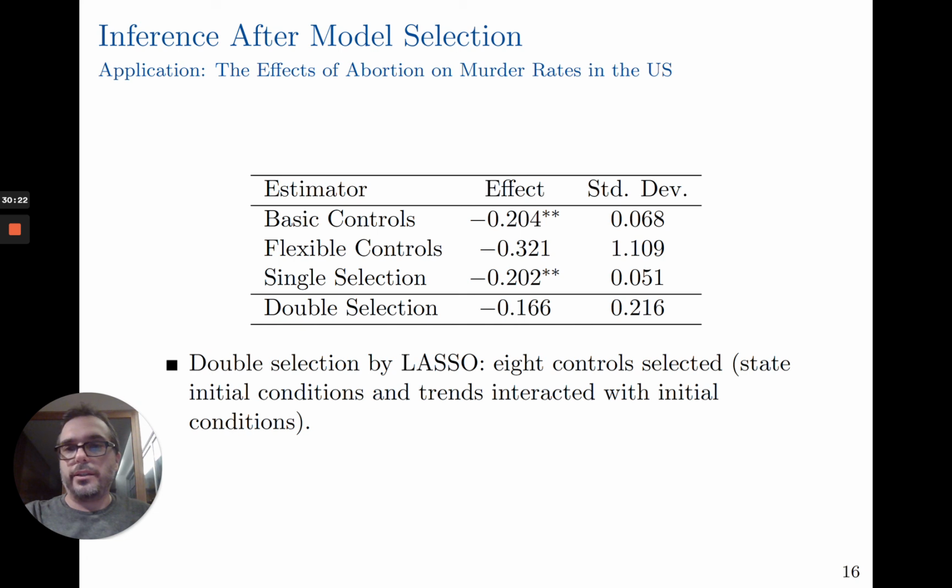And if you take the flexible controls and you do the single selection, you go back to the basic controls result. But when you do double selection, then you see quite a reduction in the effect, and the effect is now not significant anymore. So just to show that when you do inference correctly, maybe your conclusions can be quite different. Okay, so this is the application that they have in the paper.